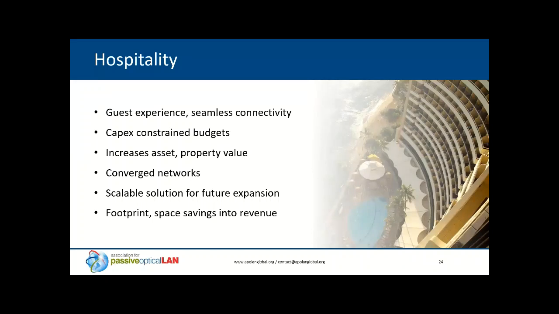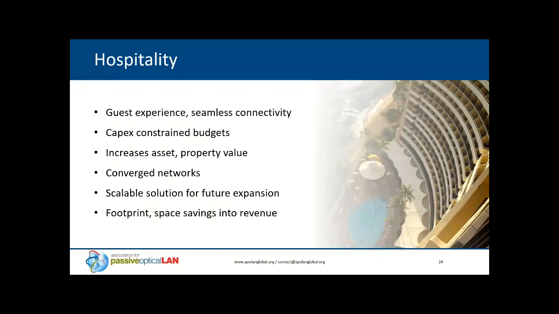Yeah, so the hospitality market is one we can probably all say is the most heavily adopted right now. Some chains have standardized on POL systems for all remodels and new installations. What they're getting most out of it is that they're reducing the footprint and taking advantage of that distance.